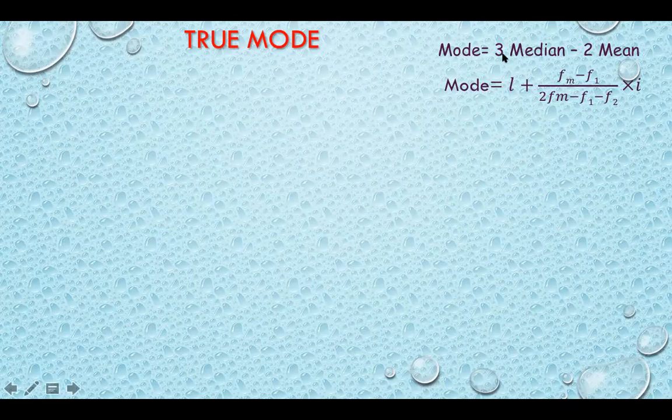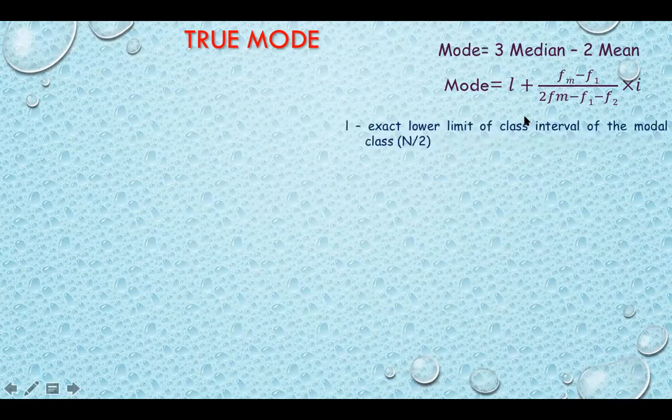Mode is equal to thrice median minus twice mean. We have already gone through how to calculate the median and how to calculate the mean in the previous videos. Okay. Now, the next formula is mode is equal to L plus (Fm minus F1) divided by (twice Fm minus F1 minus F2) times i. What do these symbols depict?